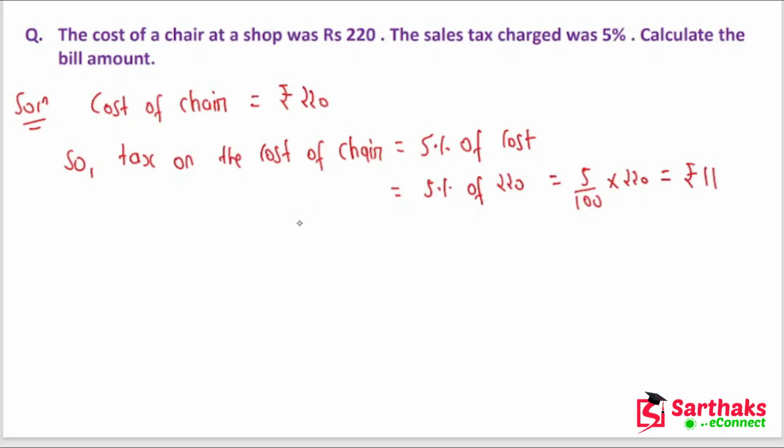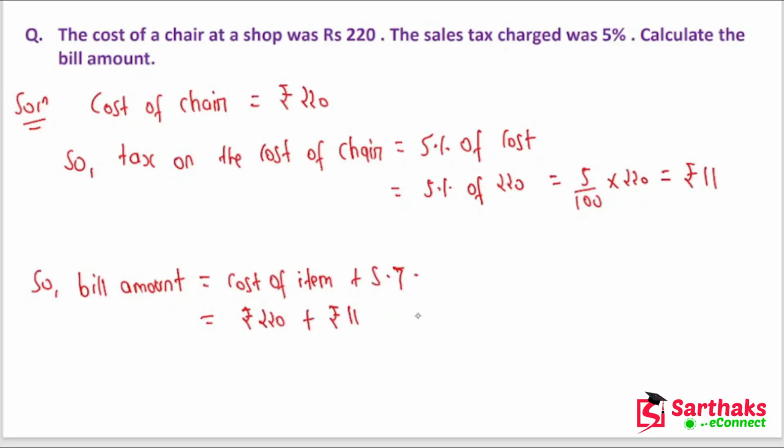Okay, so what will be the bill amount? Now you must understand that bill amount is not a new term. It is just the sales tax plus the selling price. So bill amount is equal to cost of item plus sales tax. The cost of item in this case was rupees 220 and the sales tax was rupees 11. So the final bill amount, that is the bill which you will be paying, would be rupees 231. So that was the bill amount.